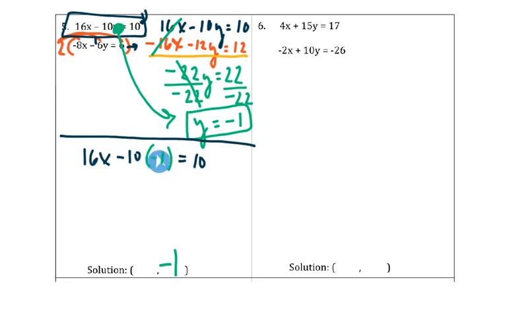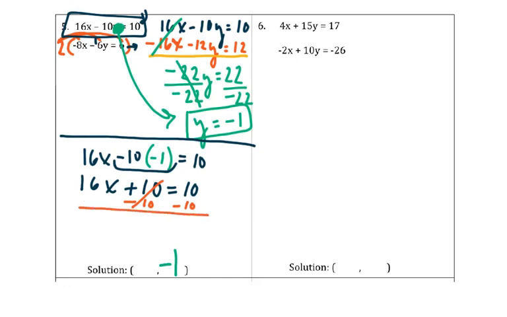16x minus 10 times y, which is negative 1, equals 10. So now I'm going to solve this. 16x, negative 10 times negative 1 is positive 10, equals 10. Lots of 10s here. So now to solve for x, we move the number to the other side. Minus 10 makes it go away. Minus 10. So that leaves me with 16x equals 10 minus 10 is 0. That's fine. 0 is a number.